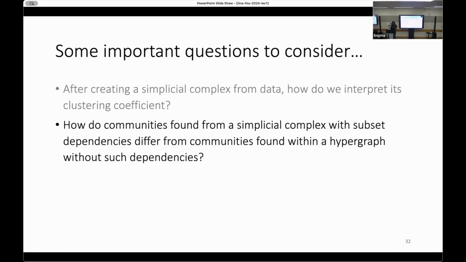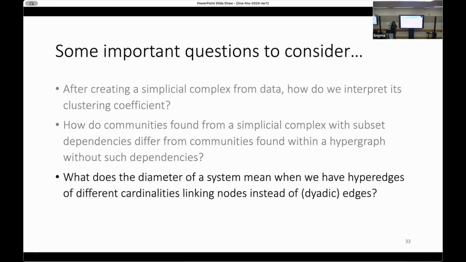Depending on what objective function you use. And again, here, how do you define the communities from a simplicial complex where you have the subset dependency versus a hypergraph where you don't? How do you measure the diameter of a network when you have a hypergraph where it's not uniform, where every hyperedge doesn't have like 3 nodes in it?